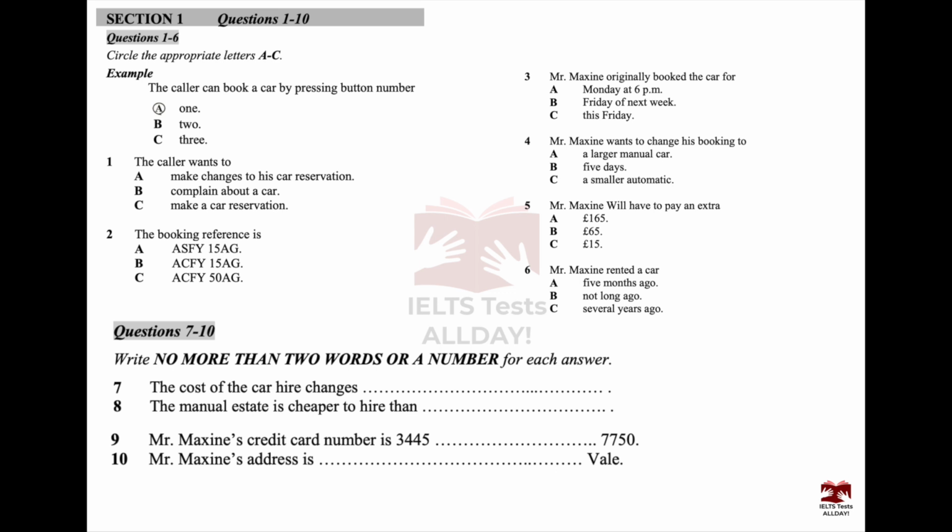The caller can book a car by pressing button number 1. So A is the correct answer. Now the test will begin. Remember, you will hear the recording only once, so answer the questions as you listen. Now listen to the first part of the conversation and answer questions 1 to 6.